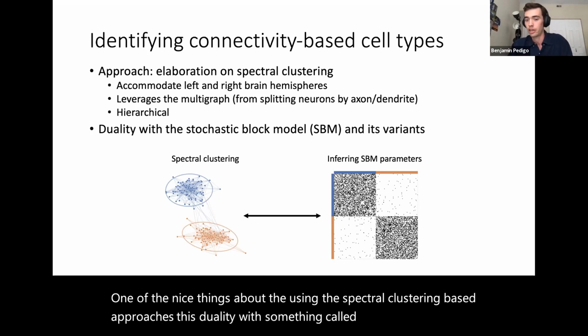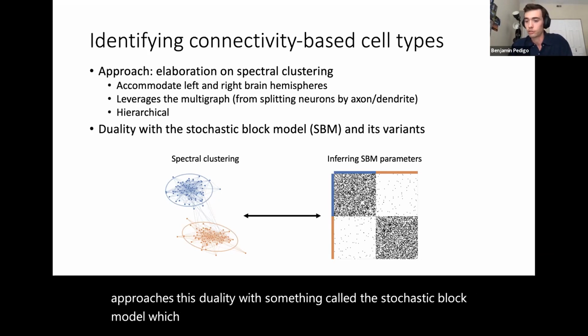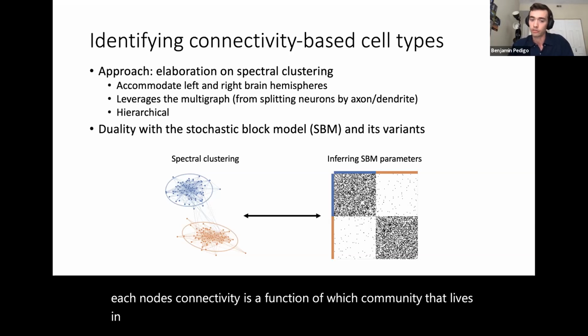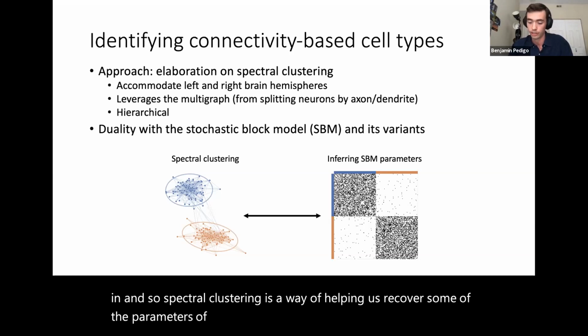One of the nice things about using the spectral clustering based approaches is this duality with something called the stochastic block model, which is just a statistical model of networks that says that each node's connectivity is a function of which community it lives in. And so spectral clustering is a way of helping us recover some of the parameters of the statistical model for the network itself.